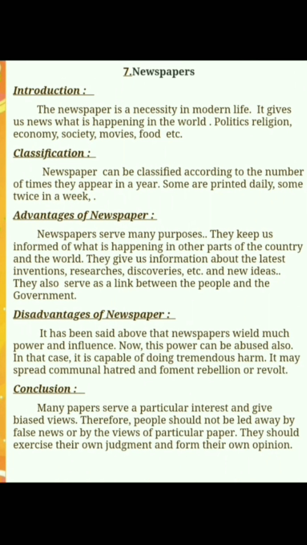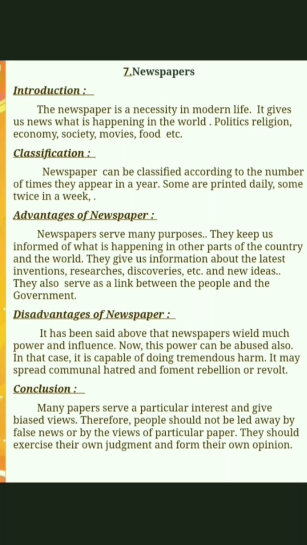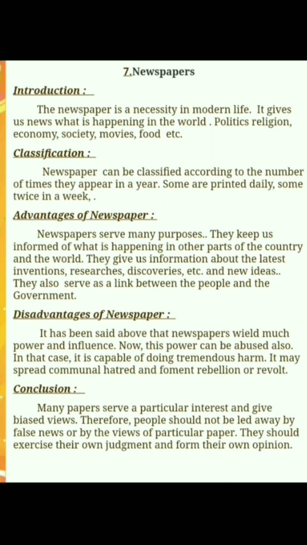Newspaper. Introduction. The newspaper is a necessity in modern life. It gives us news of what is happening in the world: politics, religion, economy, society, movies, food, etc. Classification. Newspapers can be classified according to the number of times they appear in a year. Some are printed daily, some twice in a week.